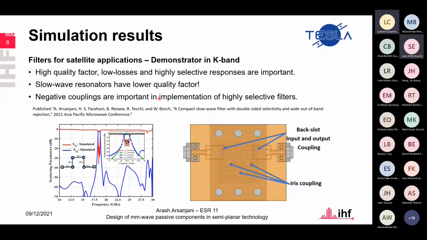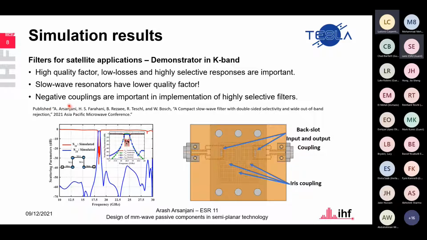So we decided that, with filters for satellite applications, the out-of-band rejection is not the only thing that we want. We also need parameters like high Q factor, low losses and highly selective responses. And these were our aims. Unfortunately, I can say that slow wave resonators, in comparison to conventional resonators, have a lower quality factor, and this is a trade-off between what you want to achieve with these resonators. However, we still can manage to achieve highly selective responses.